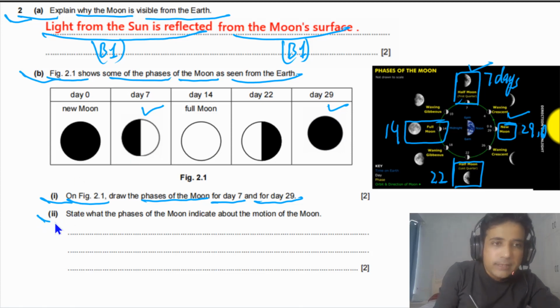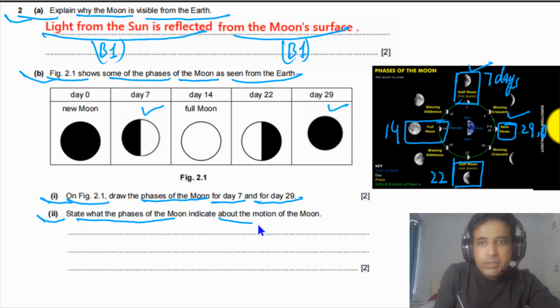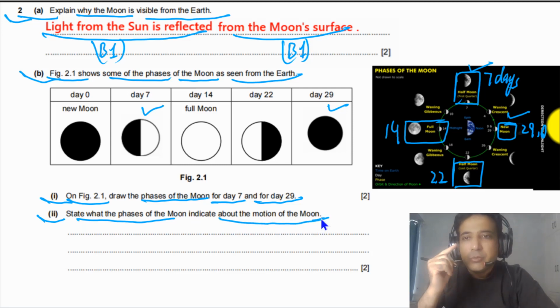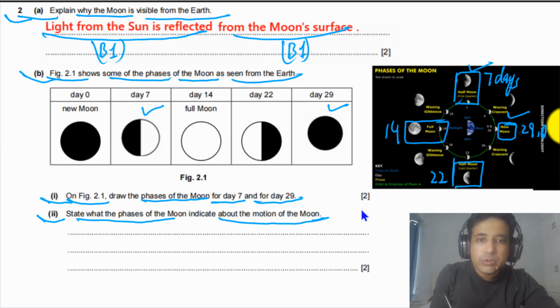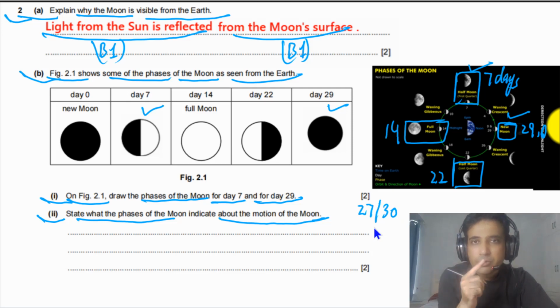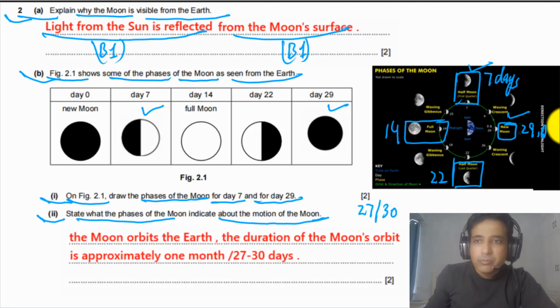Now for the next part, for the second part, we need to state what the phases of the moon indicate about the motion of the moon. So simply the moon is orbiting around our planet and the duration of the moon's orbit is around 27 to 30 days. So this is only telling us about the motion of the moon about our planet. So for this one, you can simply say motion of the moon.